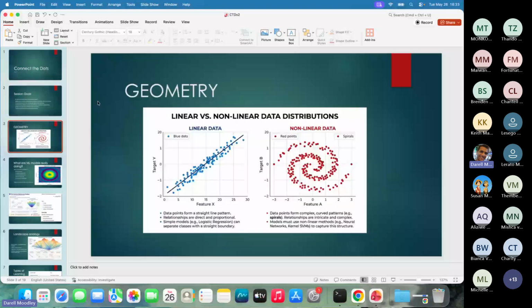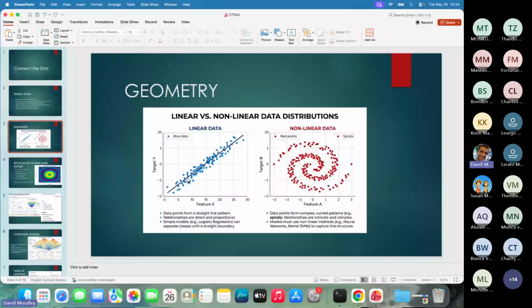What do I mean by geometry? Well, geometry is simply the distribution of your data. So how is it scattered about in the feature space? Let's just look at the left plot. You've got these blue dots, and you'll see that it kind of resembles a straight line. You've got your feature, your predictor variable, and your target variable on the vertical axis. When you plot the data points, you'll see that it follows a straight line. So that's what we mean by linear data.